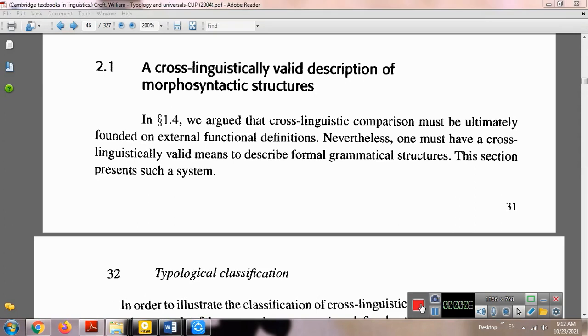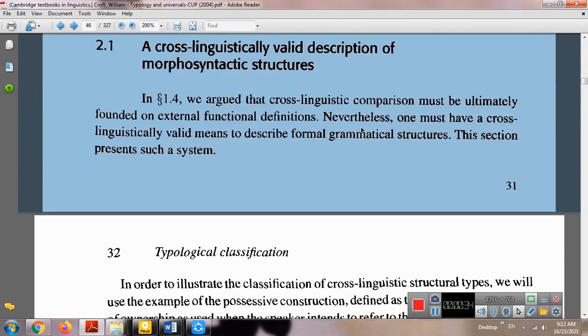We want to continue our discussion from a cross-linguistically valid description of morphosyntactic structures. In part 1.4, we argued that cross-linguistic comparison in the first chapter must be ultimately founded on the external functional definition. Nevertheless, one must have a cross-linguistically valid means to describe formal grammatical structures. This section presents such a system.